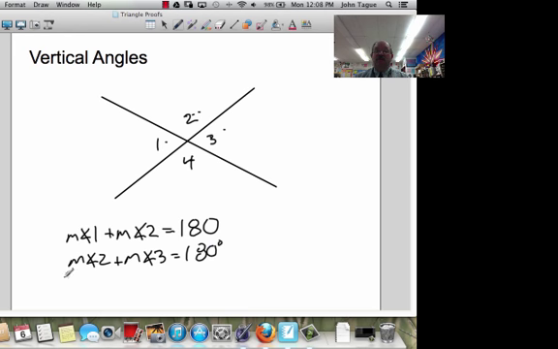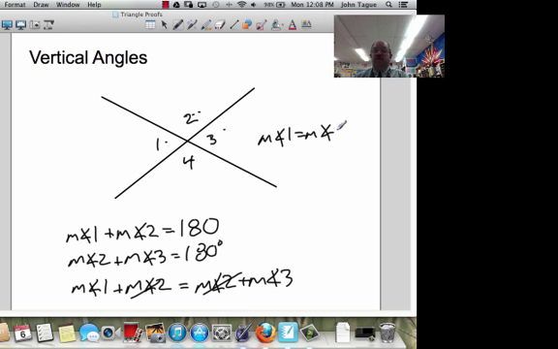Since both things are equal to 180 degrees, I can now say that the measure of angle 1 plus the measure of angle 2 is equal to the measure of angle 2 plus the measure of angle 3. Both sides have a measure of angle 2, so I can subtract angle 2 from both sides, it's a number, and I'm left with the measure of angle 1 is equal to the measure of angle 3. Measure is a number, so when I write measure, I'm just talking about numbers. This number plus that number equals 180. So if the two angles have the same measure, that means the angles themselves are congruent. So angle 1 is congruent to angle 3. We'd mark it like so.